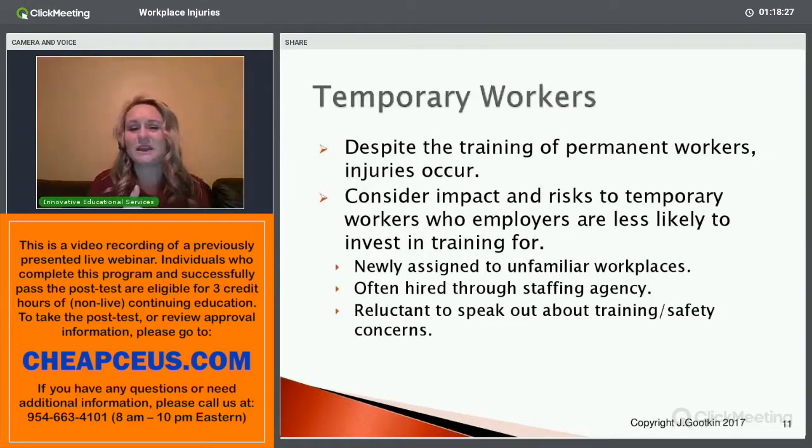How much training does that individual receive in the specific, even physical work environment? Where are things located? How much safety training do they receive? Because employers are kind of outsourcing to other companies to bring these temporary workers in to take the burden off of them. Well, these workers then do not necessarily have the same training, and we're seeing that it places them at a greater risk of injury.